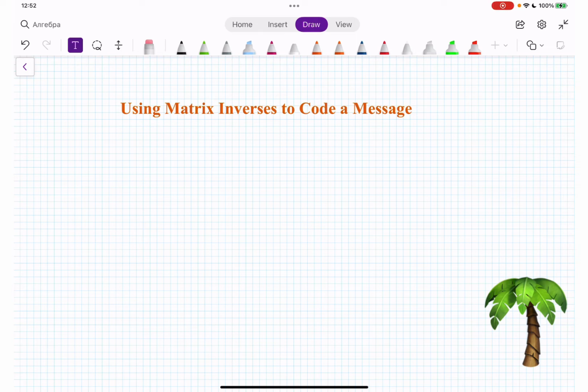Using matrix inverses to code a message. Coding a message, we call a cryptogram, which is a message written in a way that no one other than the intended recipient can understand, right? To encode the message, let's assume we assign numbers to each letter in the alphabet.